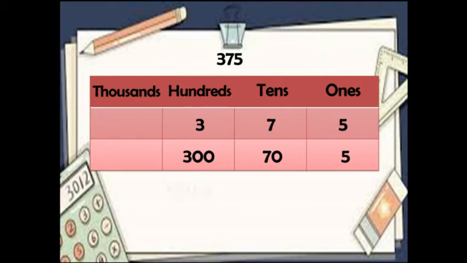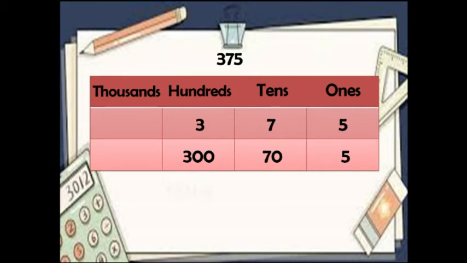Now that we know the value, let us write 375 in words. So look at the value of each number. We read the value of 3 as 300, the value of 7 as 70, and the value of 5 as 5. We use the value to write the numbers in words. Look at the 3. We read this as 300.